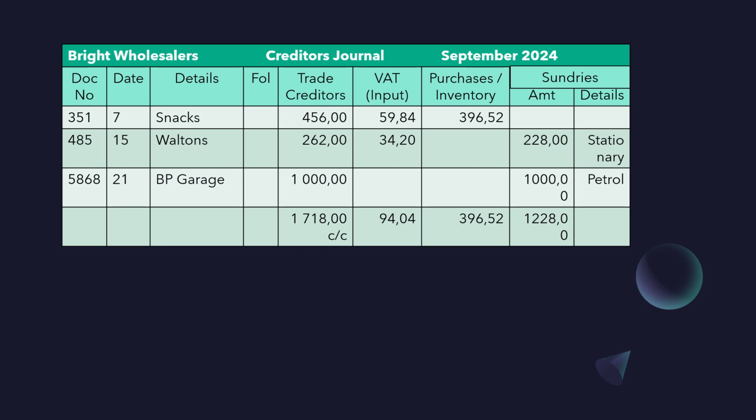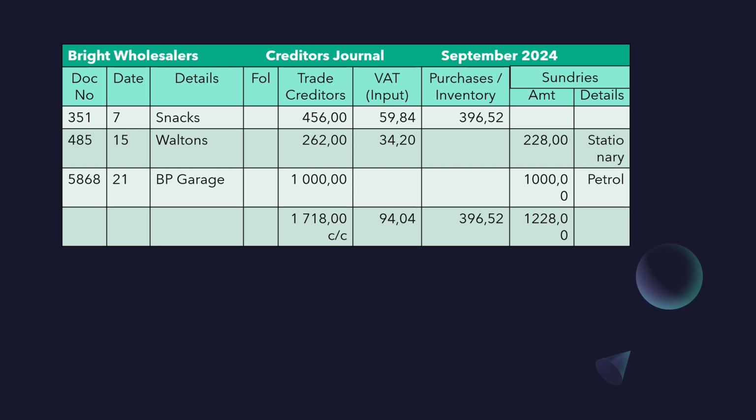Then we have the folio. This is a reference column: the general ledger account number of the relevant account to which the amount is posted is written here. The number is used as a cross-reference. Then we have the trade creditors column. This column reflects the total amount of the invoices, inclusive of the VAT. The total of this column reflects the total purchases from the creditors for the current month, so the total cost.